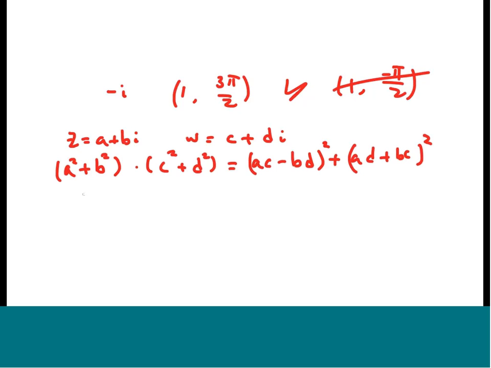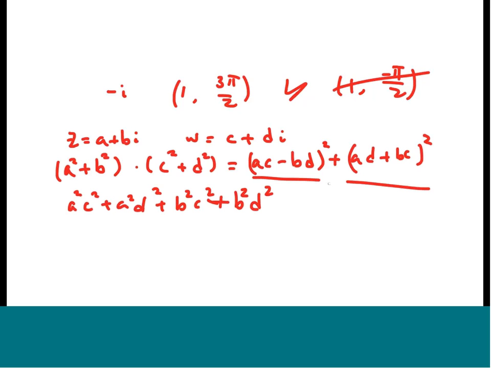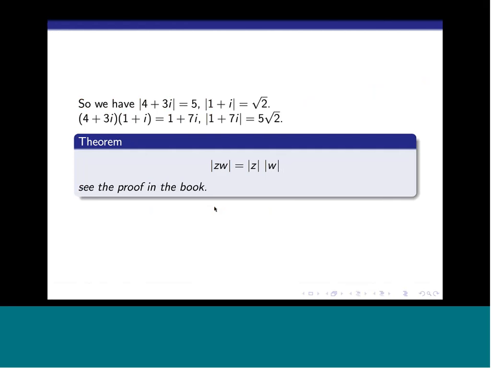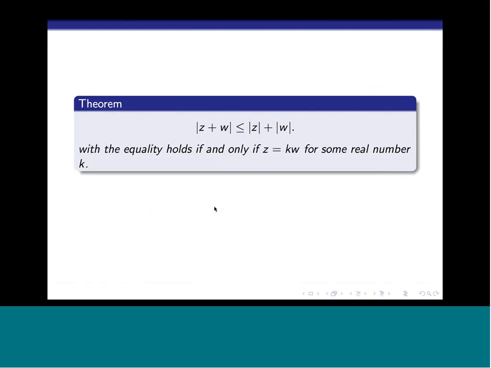See, each side has 4 terms. So you have a squared c squared plus a squared d squared plus b squared c squared plus b squared d squared. The same thing here. So that's it, right? Okay, so this is easy. This should be natural.